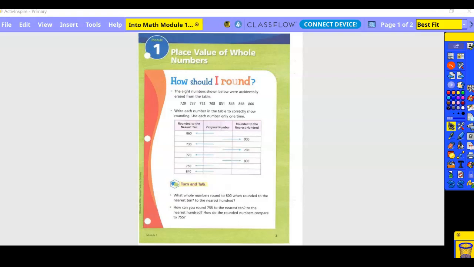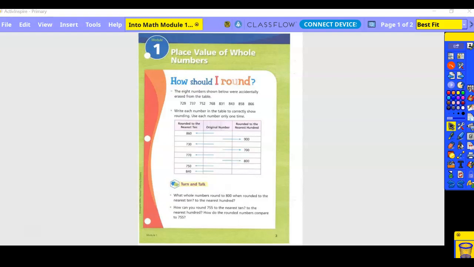Fourth grade math module 1, place value of whole numbers. How should I round? The 8 numbers shown below were accidentally erased from the table. Okay, so we have these numbers right here, and we are going to write each number in the table to correctly show rounding. Use each number only one time.